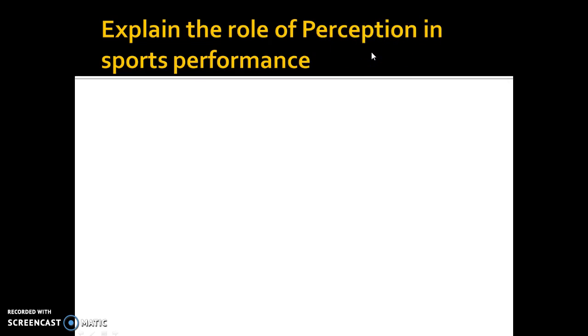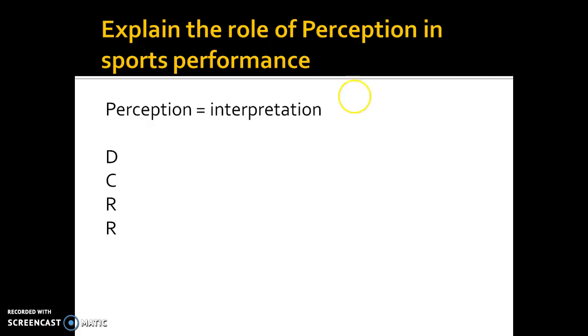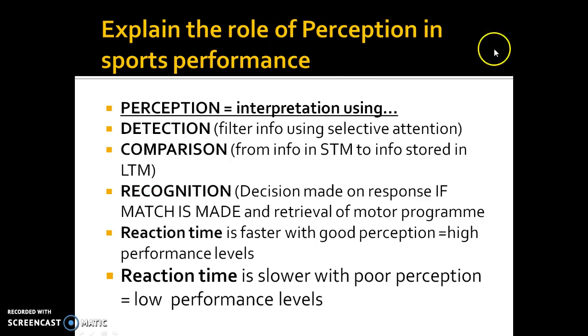So, pause, now have a think about it. Can you think of a way, how do you make a link between perception and an answer that could be up to 5? Perception equals interpretation, and interpretation is via DCRR. What does that mean? Answer, you can see that there. Pause it, check, see if you got it right. That is what you would need.